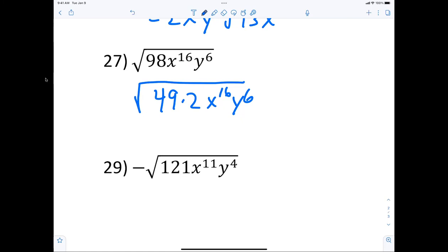Now what's square root of 49? 7. X to the 16th becomes x to the 8. y to the 6th, and then radical what? That's easy, easy, easy.